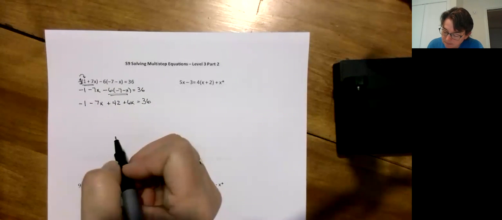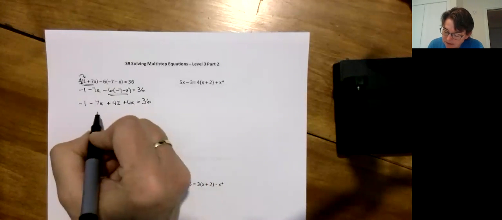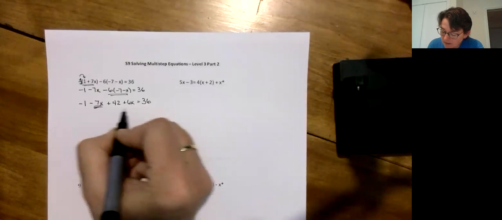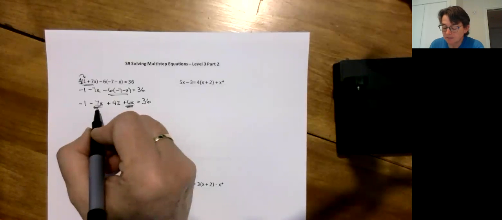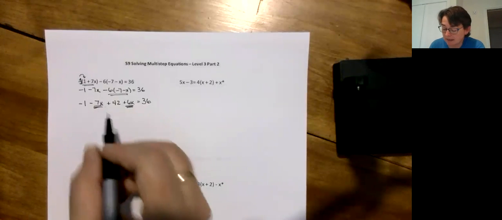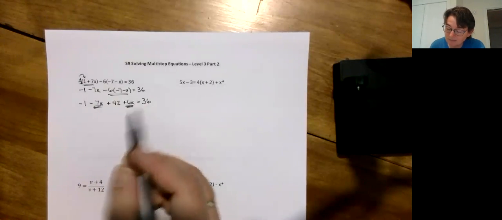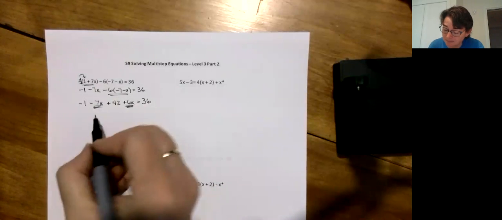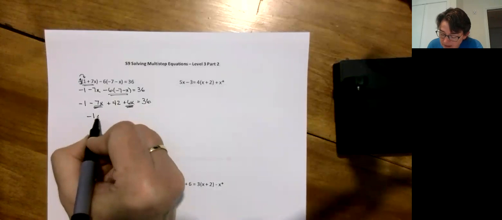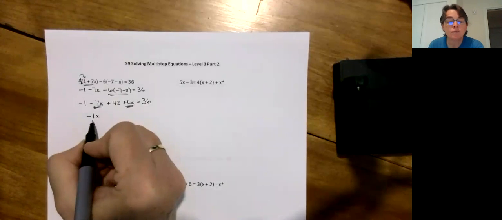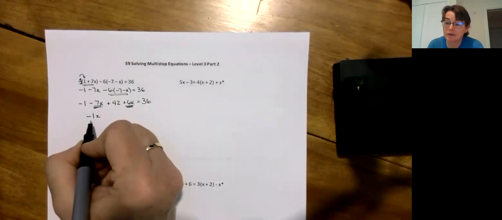-1. Now, let's see, gotta collect some terms here. There's some x's and there's some x's, so we can put these together. Now, notice, we're not adding the opposite or anything. They're on the same side, so we're just putting them in a pile and organizing them. So -7 and plus 6 is going to give me -1x. You don't need the 1, but I wrote it there. It's not going to hurt you.